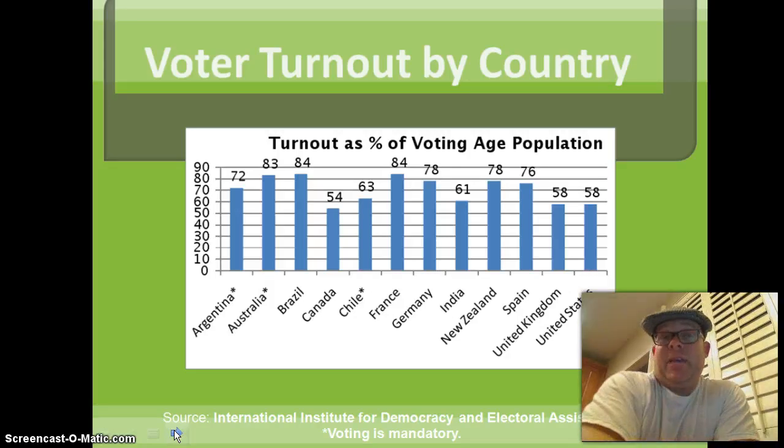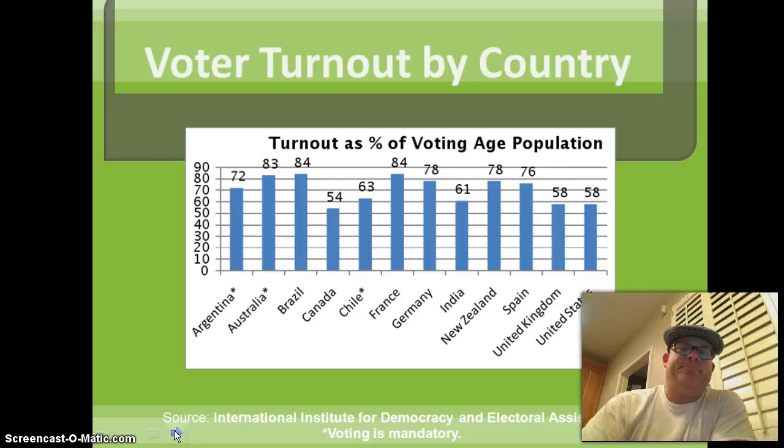Places like New Zealand, kind of surprising how high. France, very high. Germany, also very high. Even India, the world's largest democracy, has a higher voter rate than us.